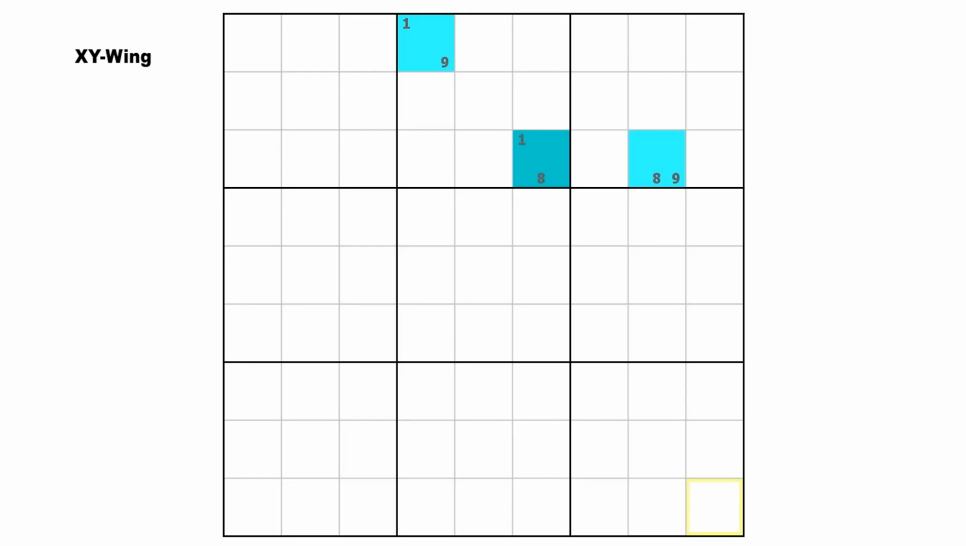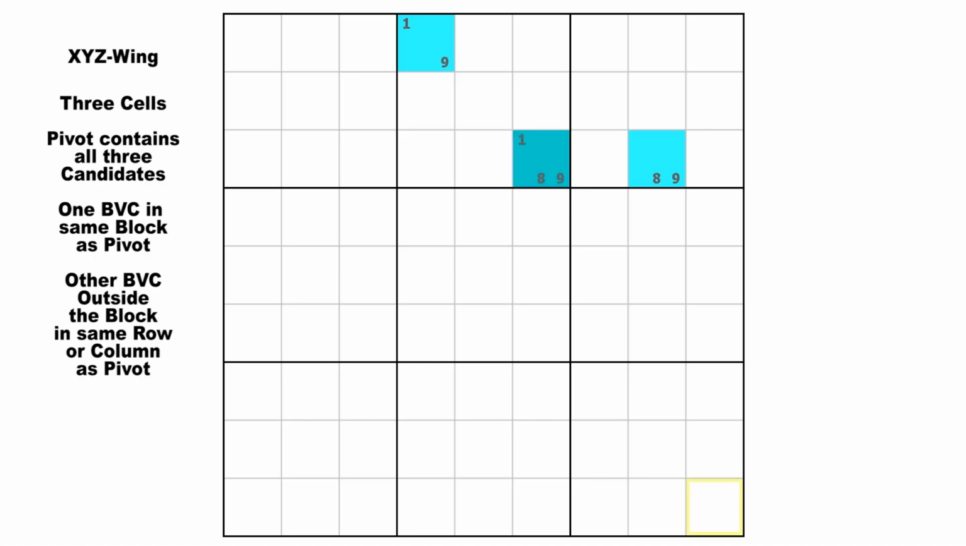Remember that in an XY wing, we have 3 cells and 3 candidates, but only 2 of those candidates appear in each of the 3 cells, like you see here. In an XYZ wing, again, we have 3 cells and 3 candidates, but this time, all 3 candidates will appear in the pivot cell like this.